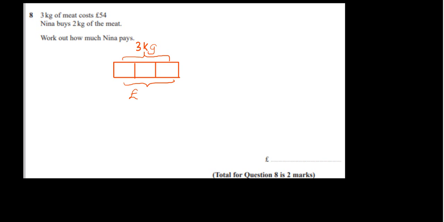So to find 1 kilogram, I would do 54 divided by 3. And I can work that out by doing the bus stop. Either long division or short division. I'm going to do short division here. So 3 goes into 5 once, remainder 2. And the new number is 24. And 3 goes into 24 8 times. That gives me 18. So each kilogram is 18 pounds.